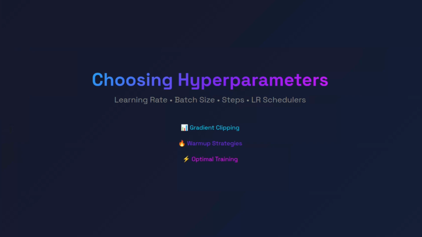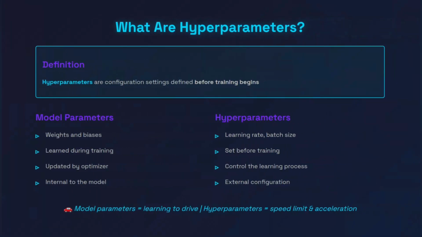So let's get started. Before we dive into specifics, let's quickly understand what hyperparameters actually are. Hyperparameters are configuration settings that you define before training begins. Unlike model parameters like weights and biases that the model learns during training, hyperparameters control how the learning happens.